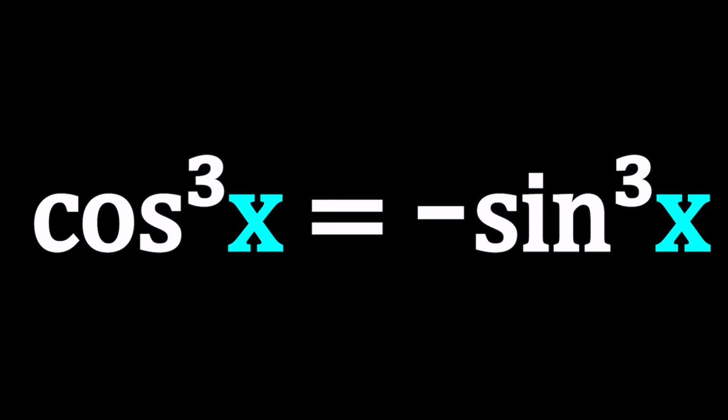Hello everyone. In this video we're going to be solving a trigonometric equation. We have cosine cubed of x equals negative sine cubed of x, and we're going to be solving for x values. I'll be presenting two methods, even though we're going to get into the part A and part B and some other alternatives. Alright, let's start with the first method.